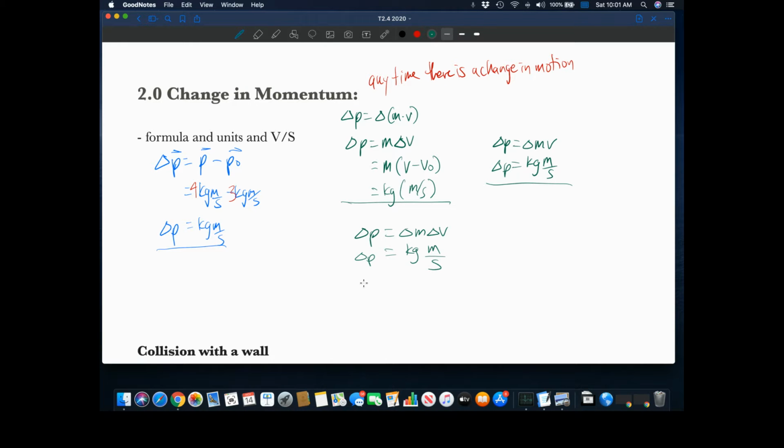And change in momentum is a vector just like momentum is. And that is because there is a change in velocity. A change in direction of the velocity means that there is a change in the direction of the momentum. And so therefore, change in momentum is a vector as well.